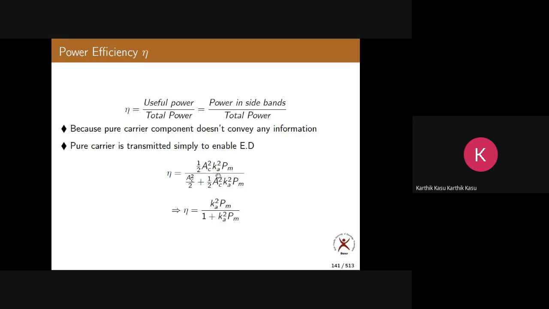In the numerator and denominator, the common term is AC square by 2, correct? Half AC square is common. Cancel it out, and we get KA square PM by 1 plus KA square PM. So this is the power efficiency of your AM signal.